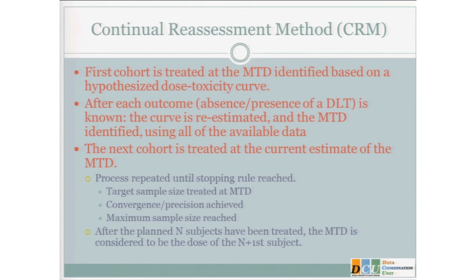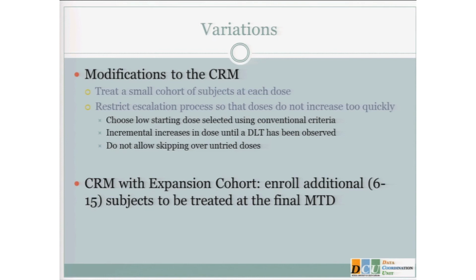That stopping rule can be based either on the target sample size having been enrolled and treated at the maximum tolerated dose, until the maximum sample size for the study overall has been met, or until you've achieved some level of convergence or precision. And once the trial ends, the maximum tolerated dose is considered to be the dose that you would have assigned to the next subject to be enrolled. Okay? Again, I think this will be a lot easier once I show you an example.